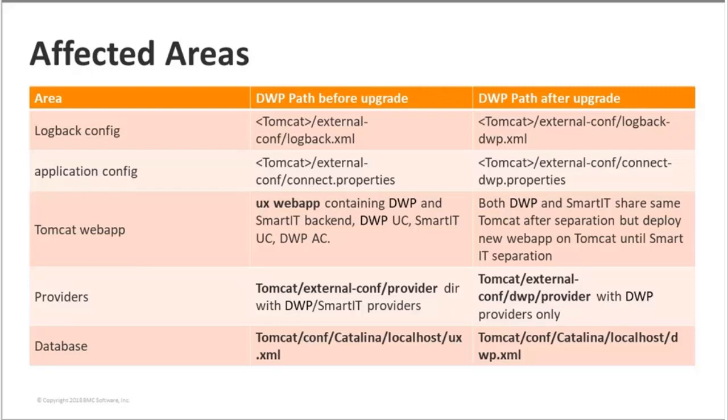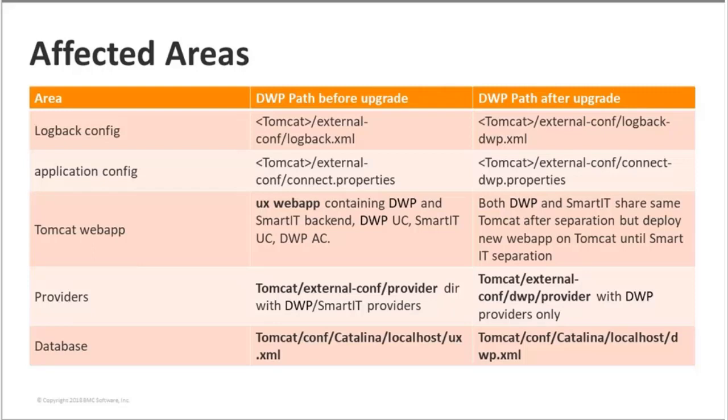Also, if you understand the architecture where we use providers to connect to different data sources, we have the provider directory where we store all the providers and their related libraries. Those are now renamed under external conf. We have a new directory created called DWP, and under DWP you will see provider. The change you will see here is that the previous provider folder used to have Smart IT and DWP providers. Now you will see only the DWP providers under the DWP/provider folder.